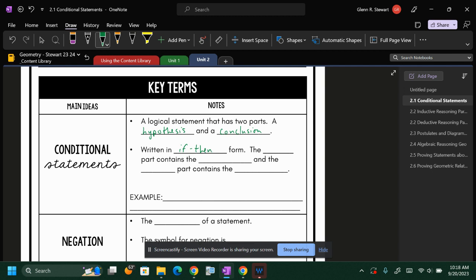And the hypothesis and conclusion, just as a little hint, usually are separated by a comma, not all the times. And they can also be backwards. You can also have the conclusion first and then the hypothesis after. But anyway, they're written in if-then form, and the if part contains the hypothesis, and the then part contains the conclusion.